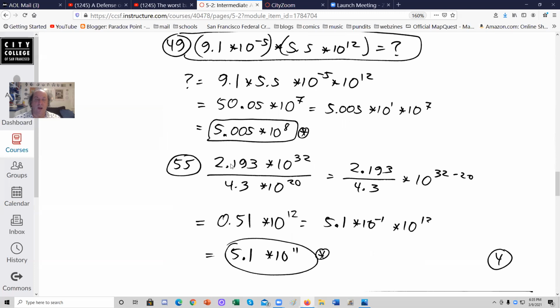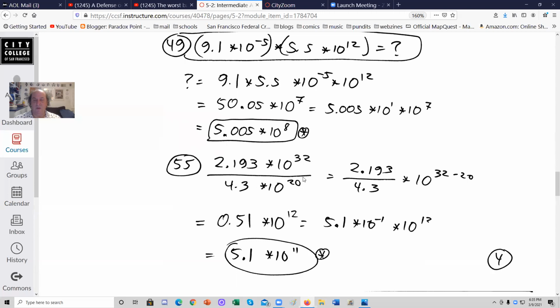We have 2.193 times 10 to the 32nd. My God, that's an enormous number. Over 4.3 times 10 to the 20th. Also not quite as enormous, but still a ridiculously huge number. So what's the ratio? Well, 2.193 over 4.3 here.